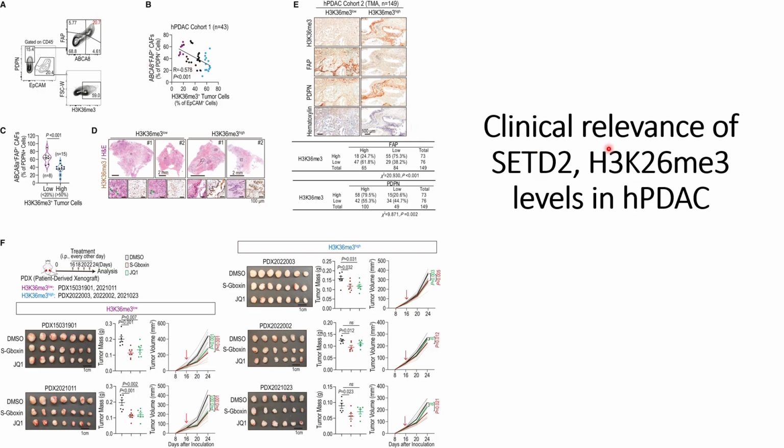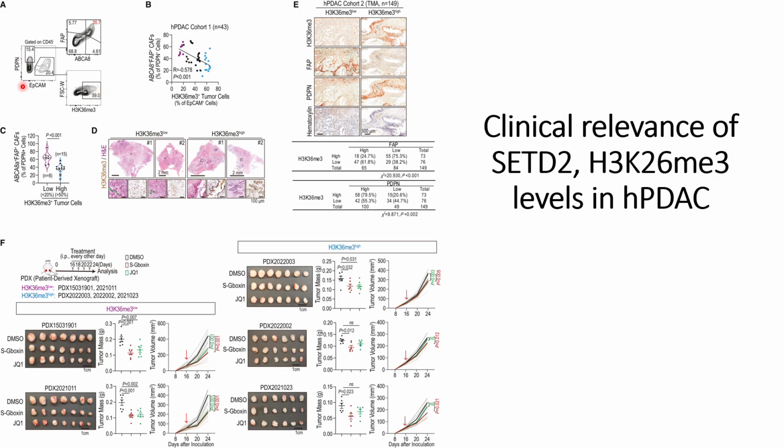So in order to find out the clinical relevance of SETD2 and H3K36me3 levels in human pancreatic adenocarcinoma, they checked samples from human patients affected with pancreatic cancer and, using flow cytometry, found the relationship between cells that are rich in lipid and H3K36me3 plus tumor cells, or tumor cells that have H3K36me3 plus levels. And this is the strategy that they have used.